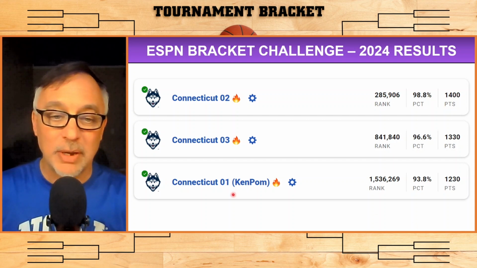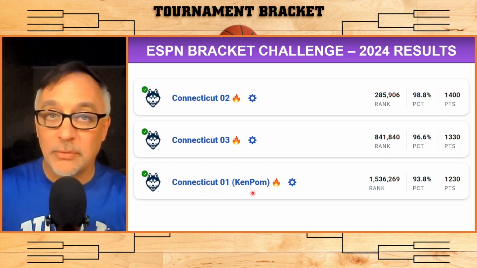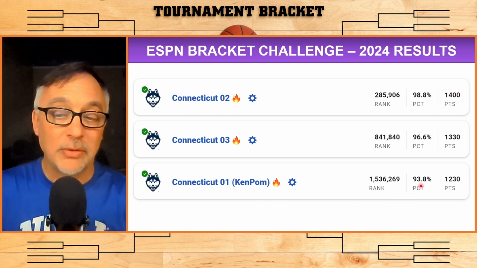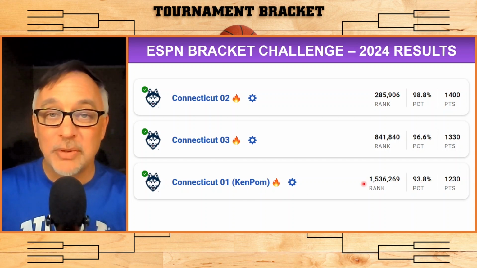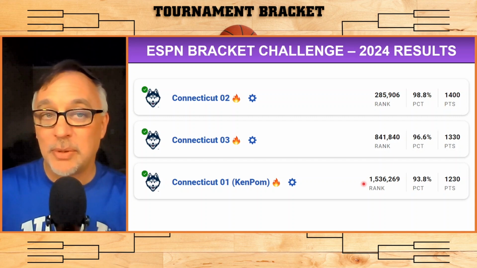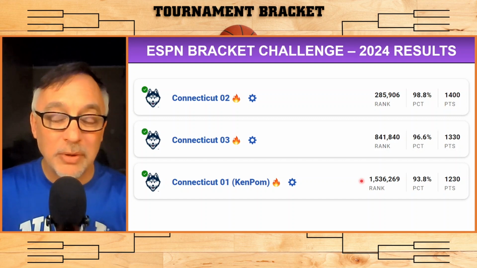Look at the one down here at the bottom. Connecticut 01 KenPom is a full KenPom bracket where I use a KenPom prediction formula to predict every single game. And this finished at a 93.8 percentile, which is really good. Now, when you look at the rank, that's 1.5 million, but there's over 22.6 million brackets last year in ESPN Bracket Challenge. So 1.5 million means that this bracket beat out over 21 million other brackets.